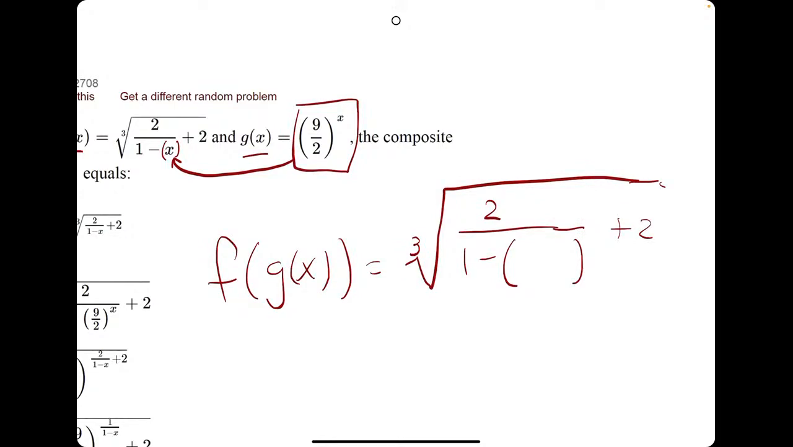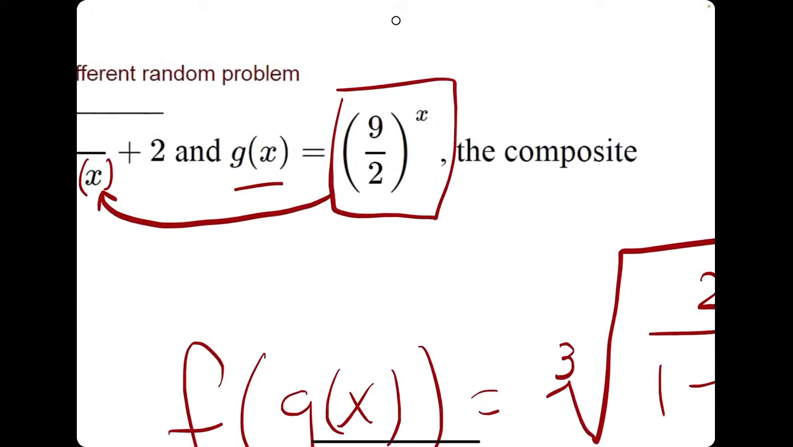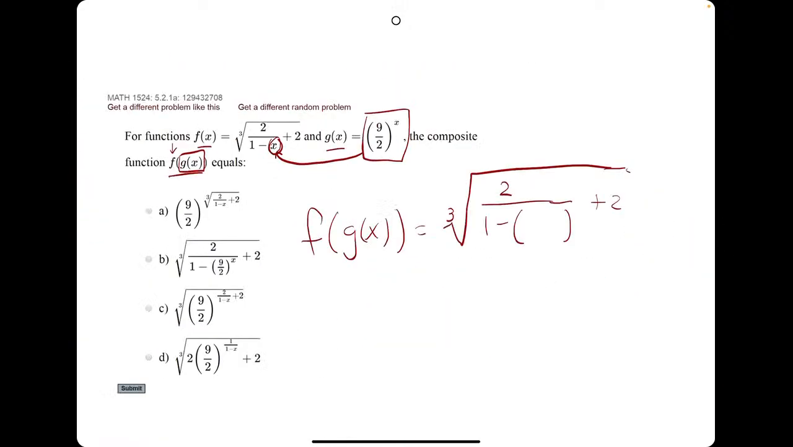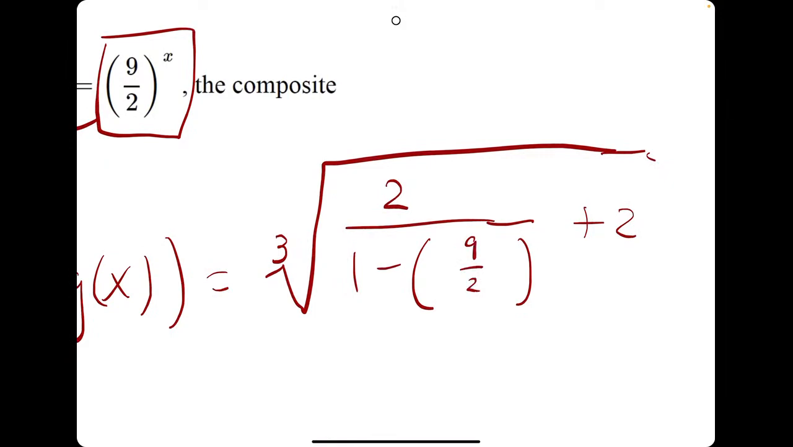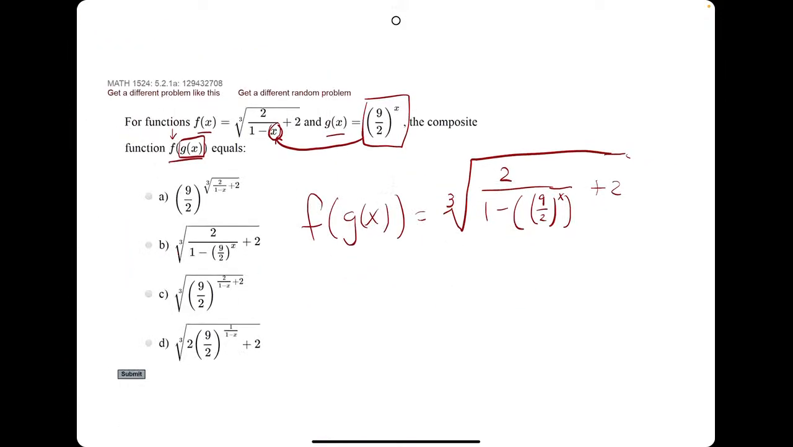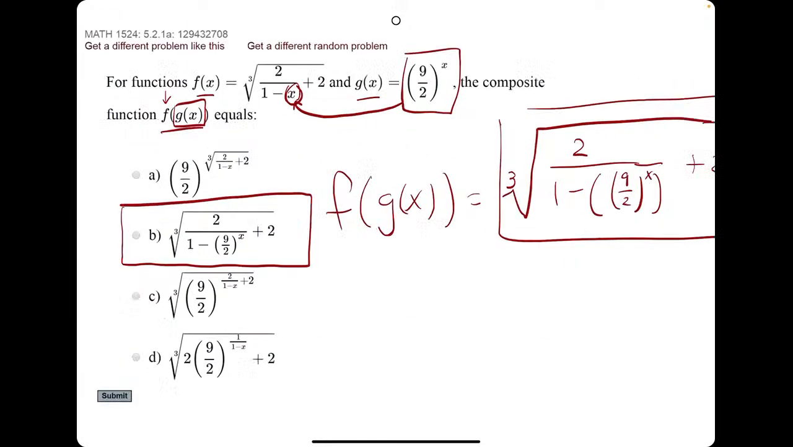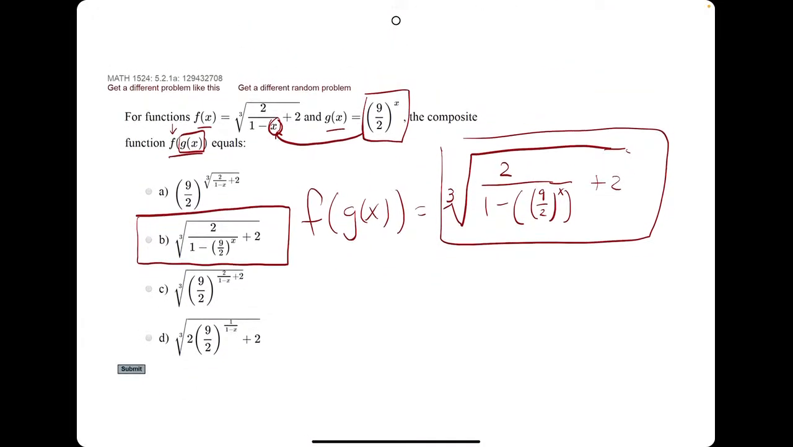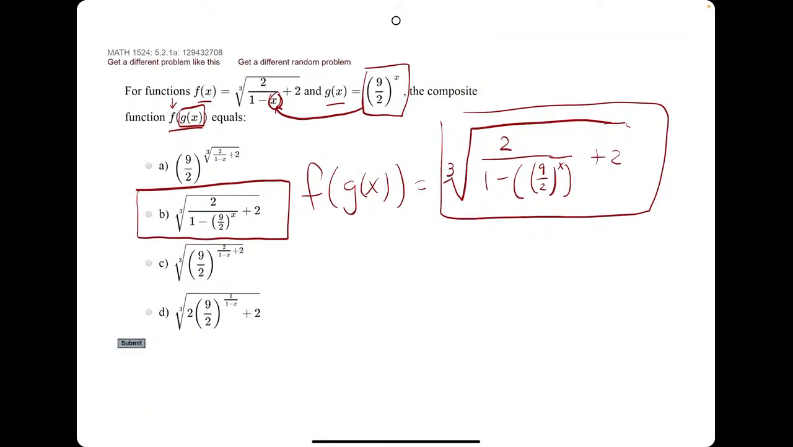Okay, so then we're plugging in g of x, 9 over 2 to the x, in place of this x. So 9 over 2 to the x. And all we're doing is looking for that answer. As we scan through these options, do we see a close answer? That should match that pretty spot on. And there should be no crazy tricks with these, no crazy rewritings. It's usually a direct answer of composing those two functions.